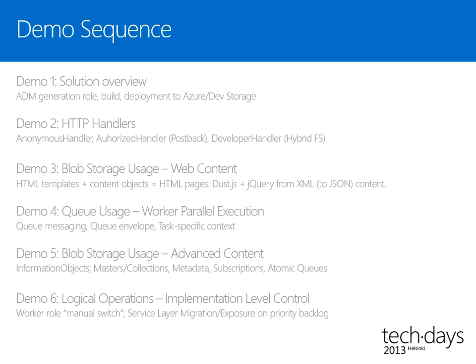Demo 5 will be about blob storage usage in an advanced way. We properly introduce the information objects, their masters and collections, metadata, simply showing how this stuff is located in the blob storage, subscriptions, and atomic queues that can have parallel workers but still take a lock of a certain larger area of processing, which will be in this case a complete security context that's being worked on and processed only one at a time.